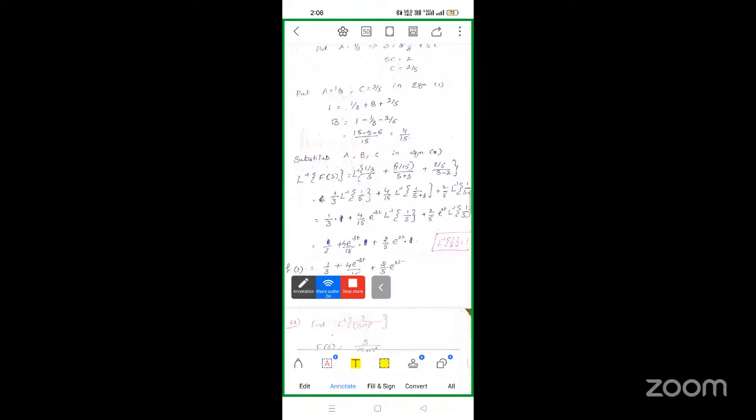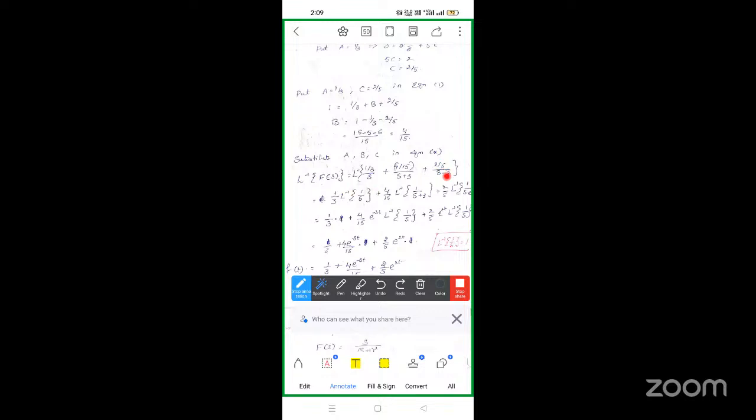L inverse of f of t is equal to L inverse of A by S. So that is 1 by 3S, 1 by 3 by S plus B by S plus 3. So B is equal to 4 by 15 divided by S plus 3 plus C by S minus 2. So C is nothing but 2 by 5 by S minus 2. So here 1 by 3, 4 by 15, 2 by 5, all are constants.